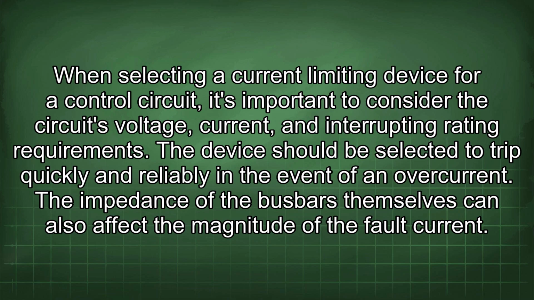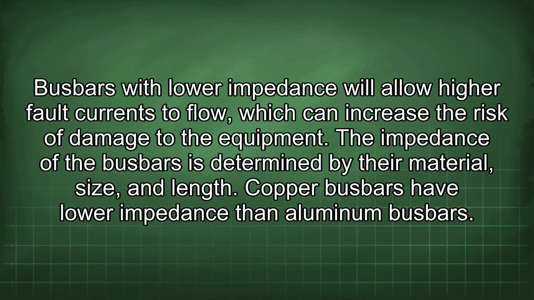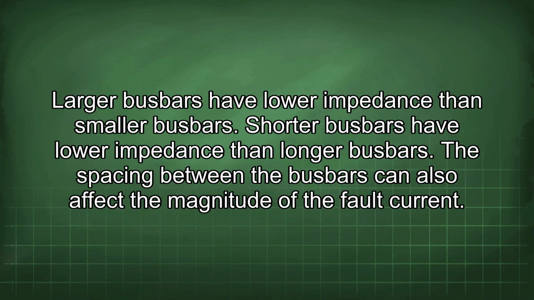The impedance of the busbars themselves can also affect the magnitude of the fault current. Busbars with lower impedance will allow higher fault currents to flow, which can increase the risk of damage to the equipment. The impedance of the busbars is determined by their material, size, and length. Copper busbars have lower impedance than aluminum busbars. Larger busbars have lower impedance than smaller busbars. Shorter busbars have lower impedance than longer busbars.